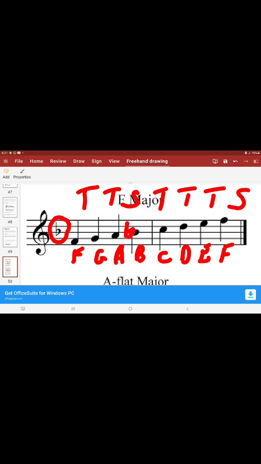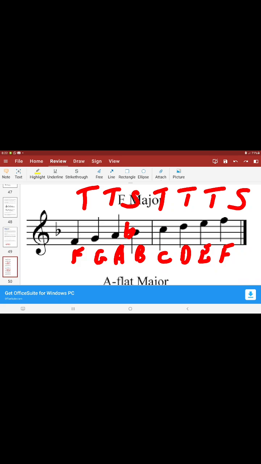D to E is a tone. But E to F is a semitone. So we are covered. So this is the construction of our F major. Now let's use this method we have gone through.